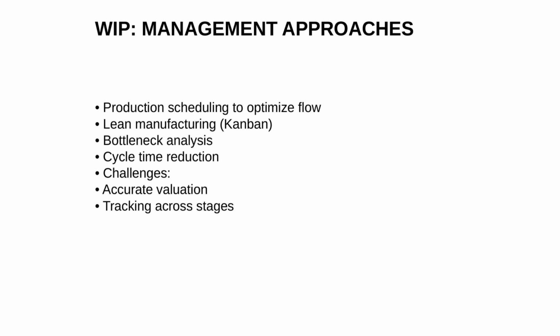Managing WIP requires controlling the flow of production. Production scheduling helps sequence work to prevent unnecessary buildup. Lean manufacturing techniques, such as Kanban, limit WIP and make problems visible quickly. Bottleneck analysis identifies where capacity constraints cause queues, and cycle time reduction improves responsiveness and lowers the amount of inventory trapped in the system. Key challenges in WIP include valuing it accurately for accounting and tracking items as they move through multiple stages, especially in complex production environments.